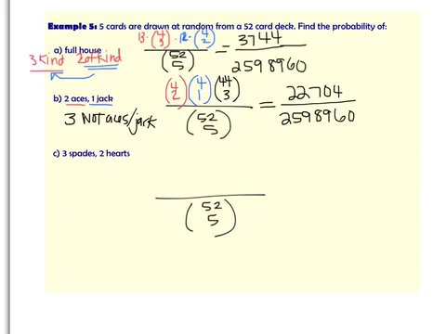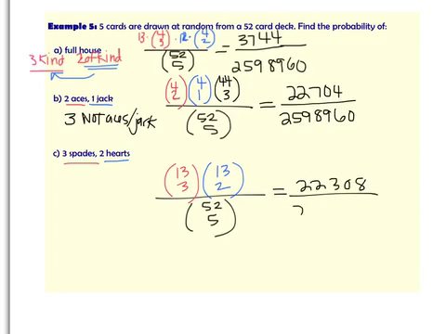Okay, last one here with the cards. Let's do 3 spades, 2 hearts. So 3 spades, we think about how many spades there are. There are 13 spades and we want 3 of them. Done with that. 2 hearts, there's 13 hearts and we want 2 of them. And that's a total of 5 cards already in our hand. So that's it for that one. And we have our probability.